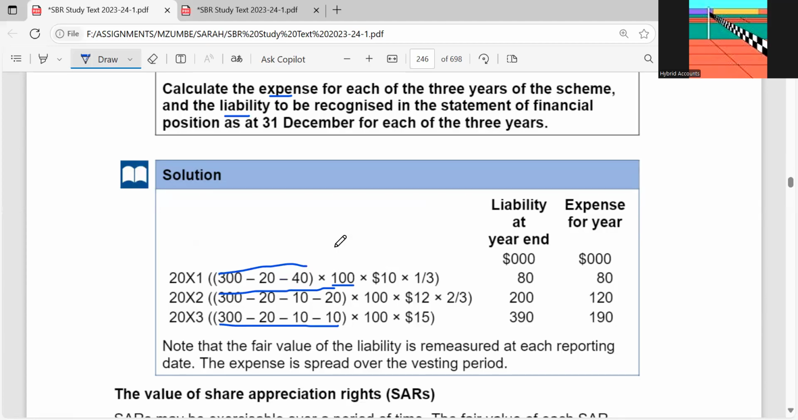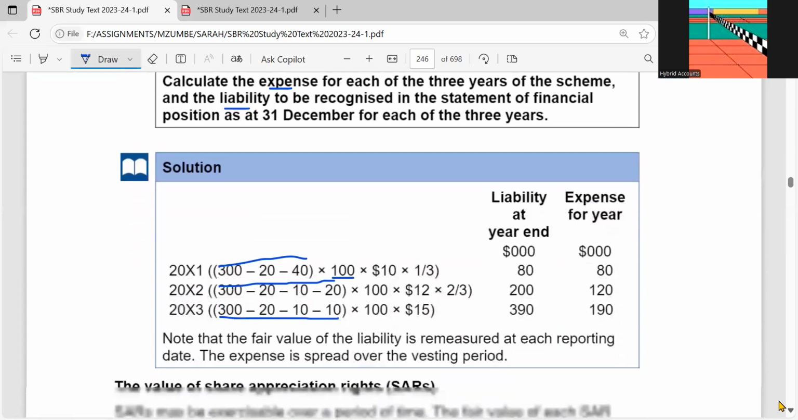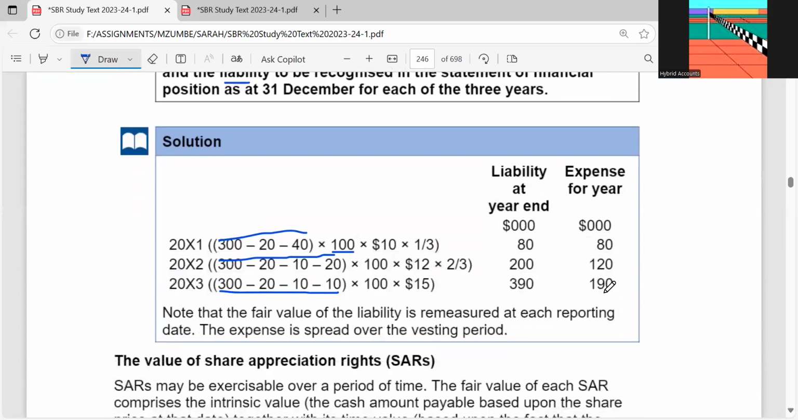By the end of year 1, you have this 10, which is the fair value, right? Year 2, 12, and year 3, 15. You see now for cash settled, you base on the fair value at the end of the period, while for equity settled, you base on the fair value at the grant date at the beginning of the period. And just one, not for each period, right? Take it at the beginning of year 1 and you put it for all 3 years.